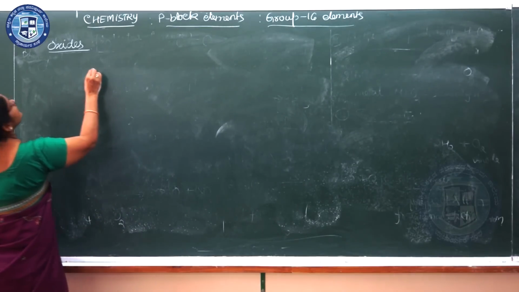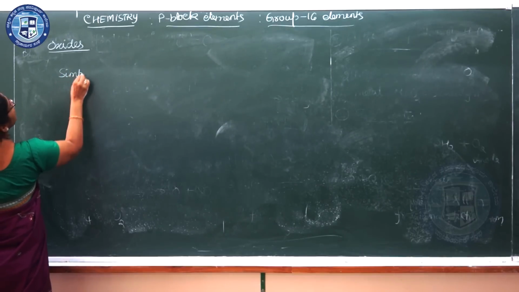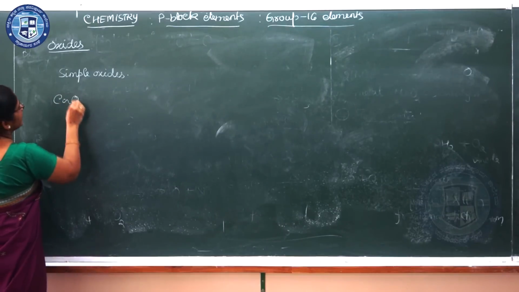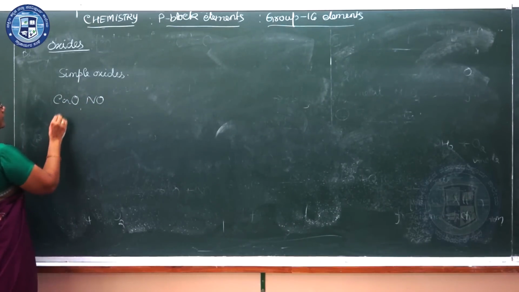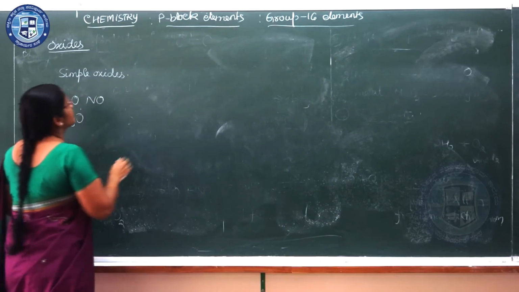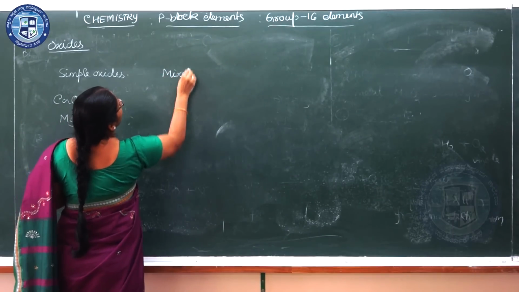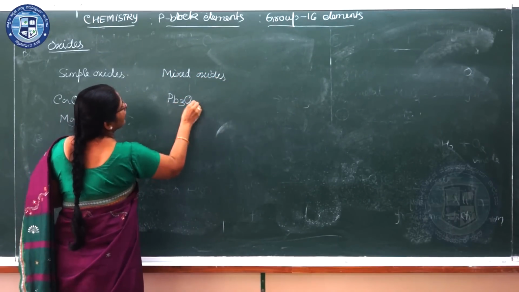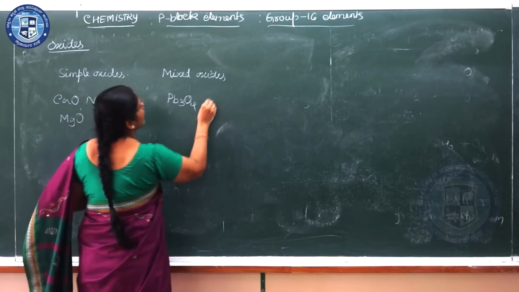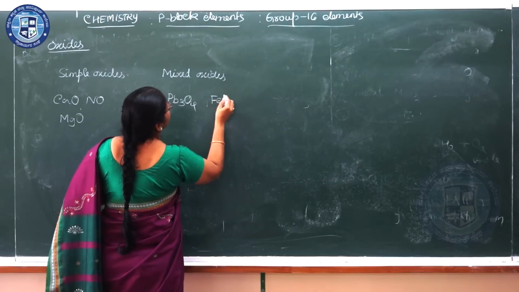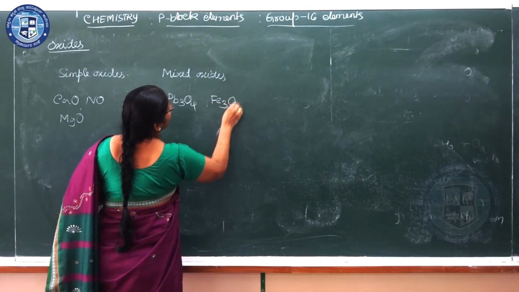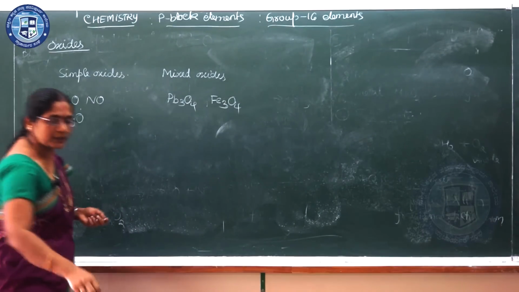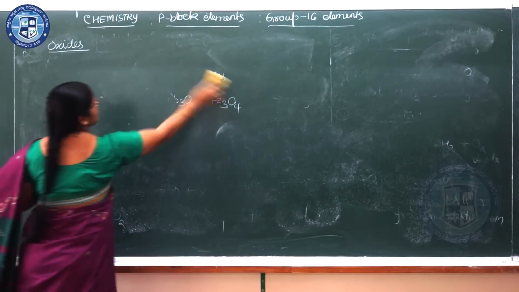And in the oxides, some are simple oxides. For example, calcium oxide, nitric oxide, magnesium oxide, all these are simple oxides, and some oxides are in the form of mixed, that is Pb3O4. This is a mixture of 2 oxides, and this is ferroso-ferric oxide. Ferroso-ferric oxide is also a mixture of ferric oxide and ferrous oxide. That is about simple and mixed oxides.